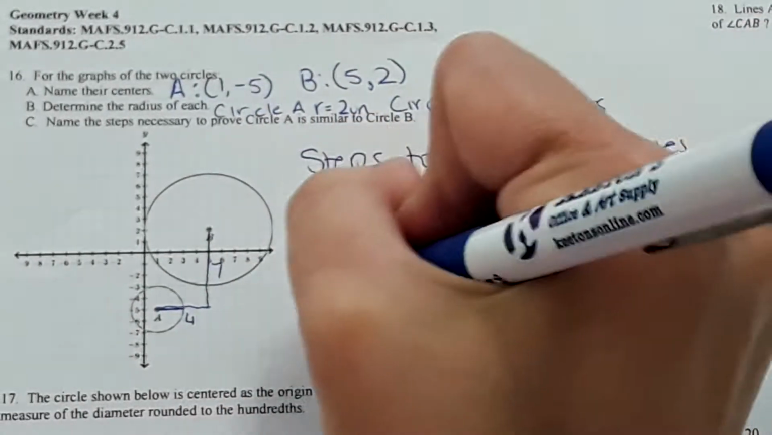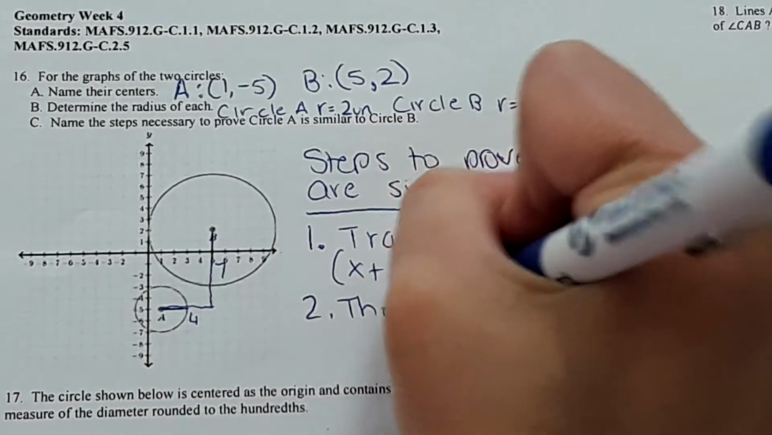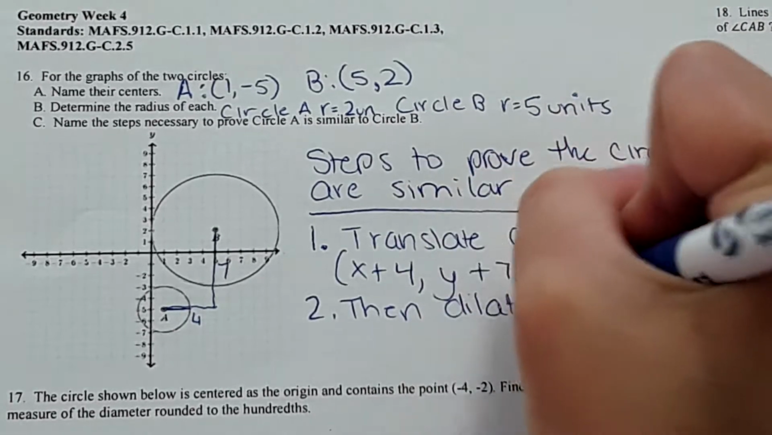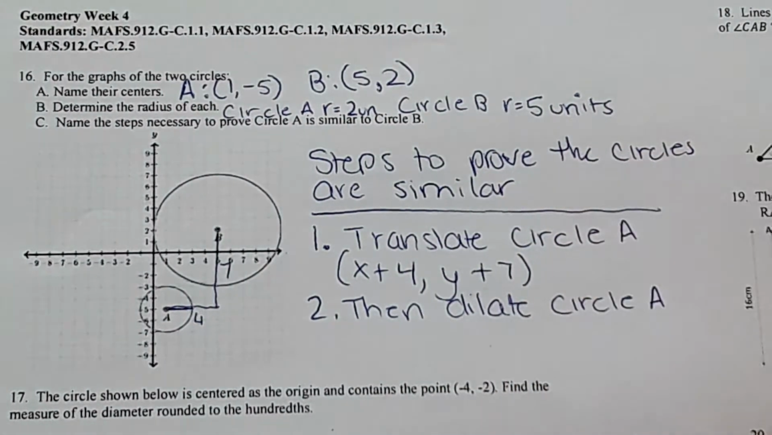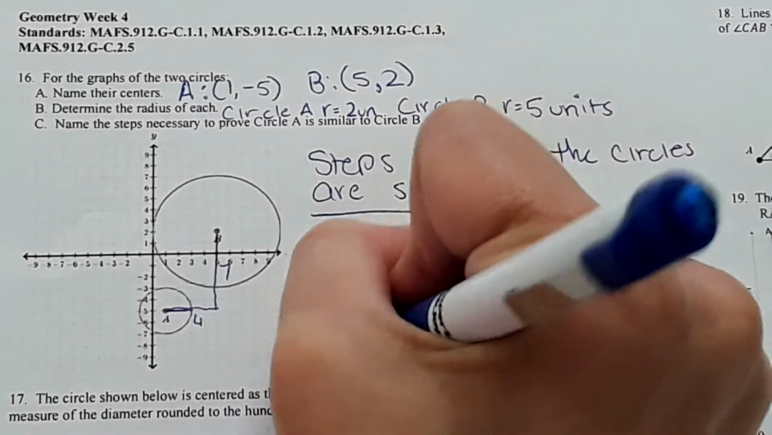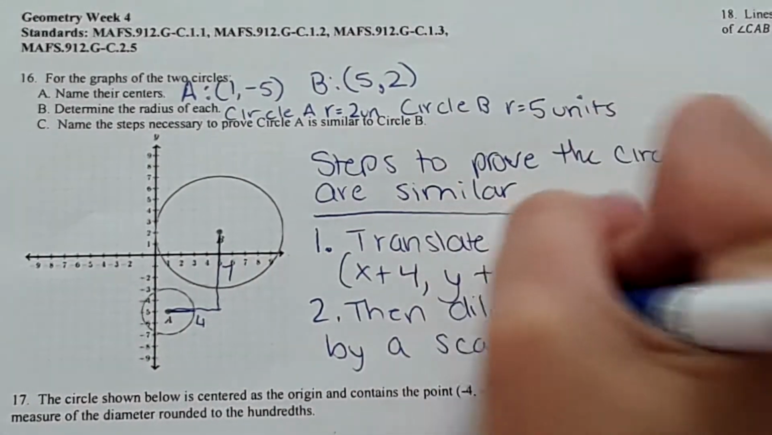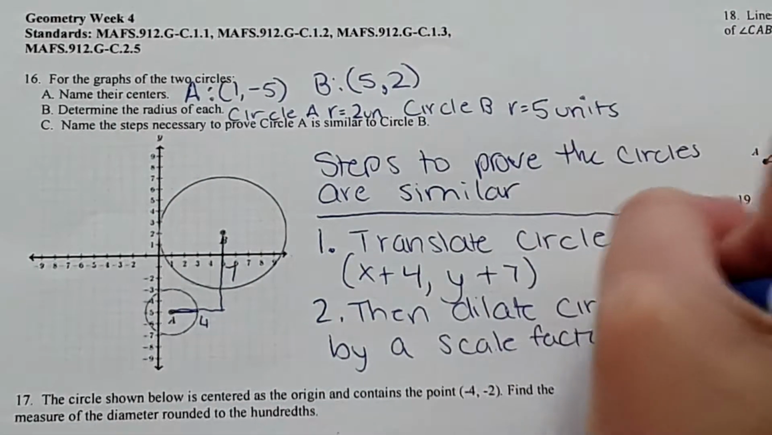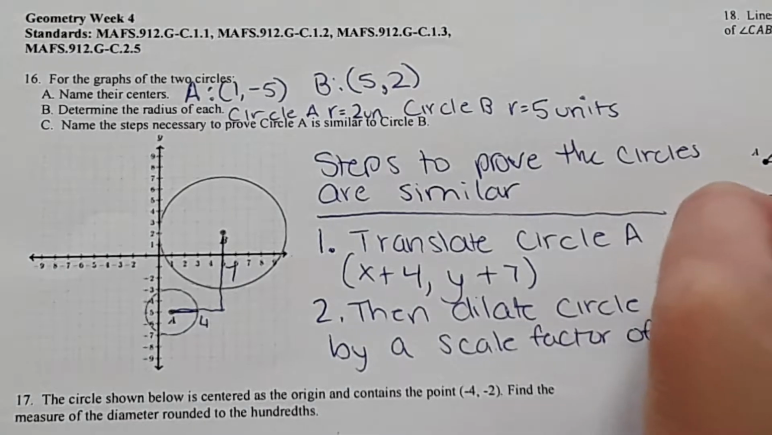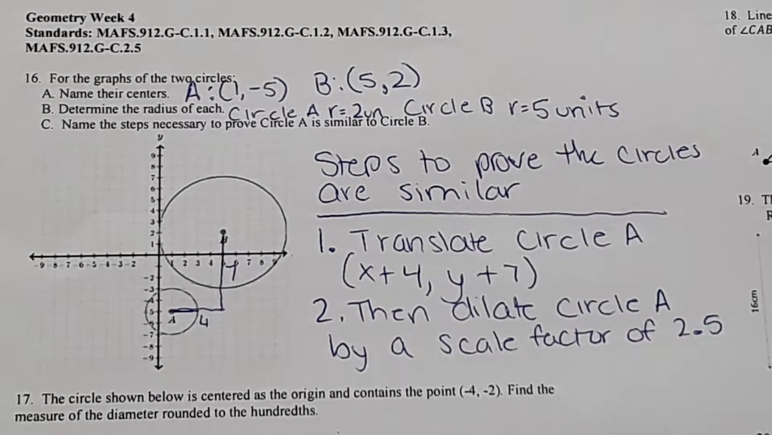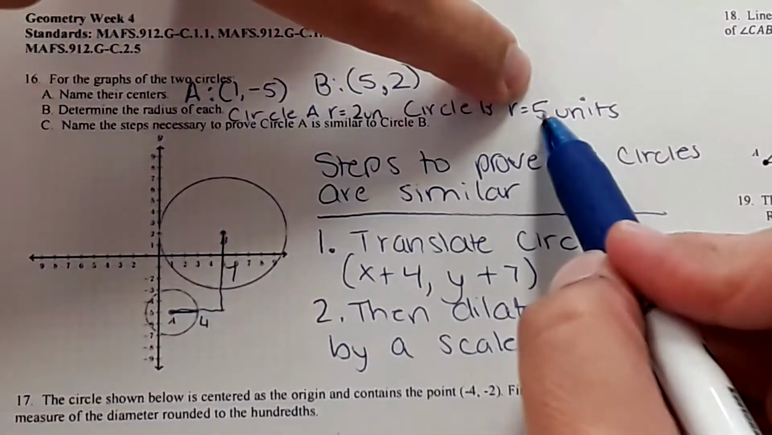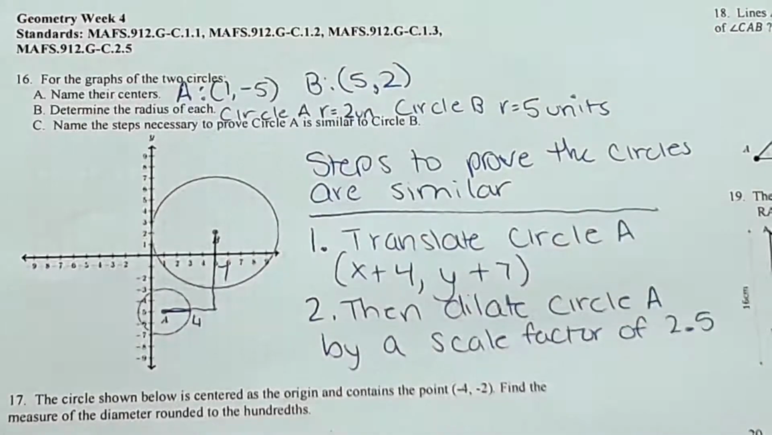So the second step would be then dilate circle A by a scale factor of 2.5. And where did they get that scale factor? Well, if you take 5 and divide it by 2, it's 2.5.